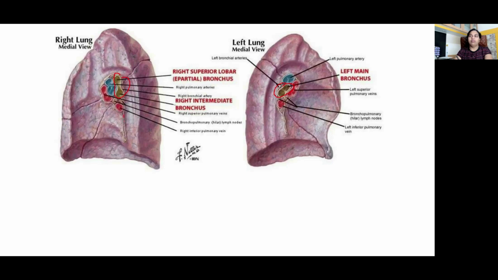Okay. This is your pulmonary ligament. Just above the pulmonary ligament, you will have the inferior pulmonary vein. The anterior most structure is superior pulmonary vein. The posterior most structure in the hilum will be the bronchus. Okay. So the arrangement of structures from anterior to posterior will be vein, artery, bronchus. Okay.